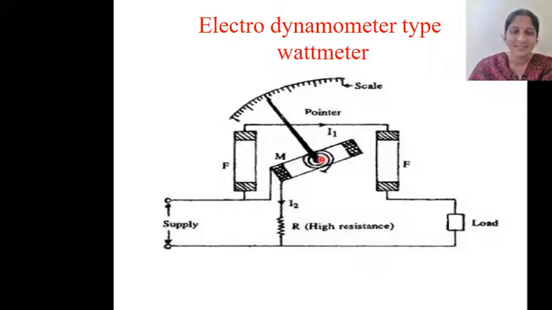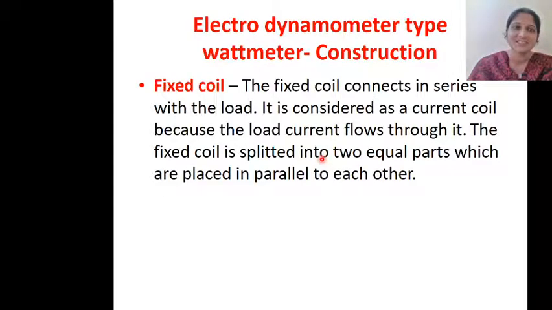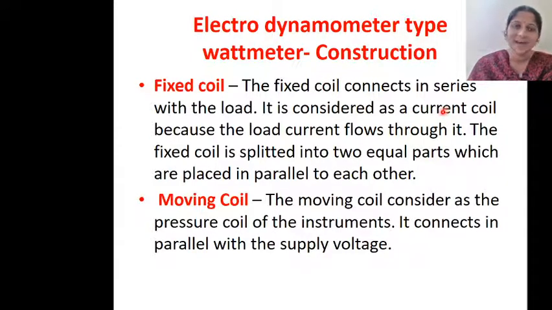I am going to explain it now again. Coming to the construction, there is a fixed coil. The fixed coil is divided into two parts, and these two parts are placed in parallel with each other, and they are connected in series with the load. Here current is passing through the fixed coil, so it is called the current coil. Whereas the moving coil is placed in parallel with the load, so it is called the pressure coil of the instrument.